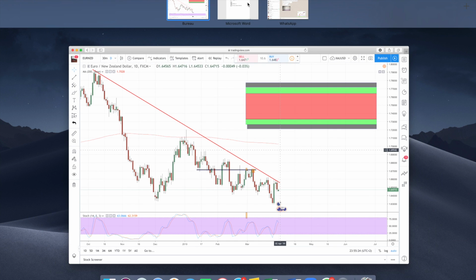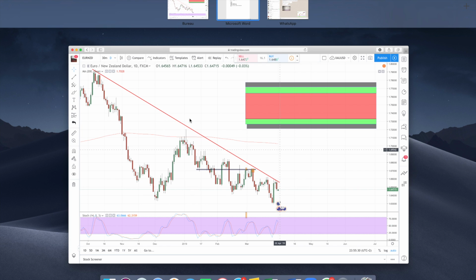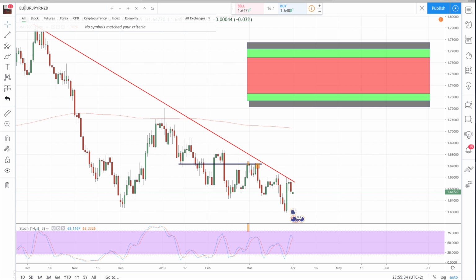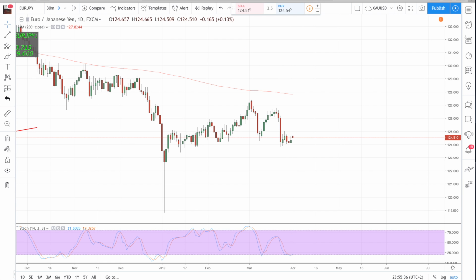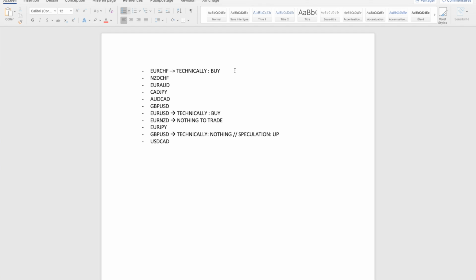So basically, this is for EUR/NZD. At the moment there is nothing. EUR/NZD, nothing to trade. Perfect. EUR/JPY, again, it's starting to be boring to analyze all of those EUR/JPY pairs. It's the middle, there is nothing clear, so let's avoid it. Nothing to trade.